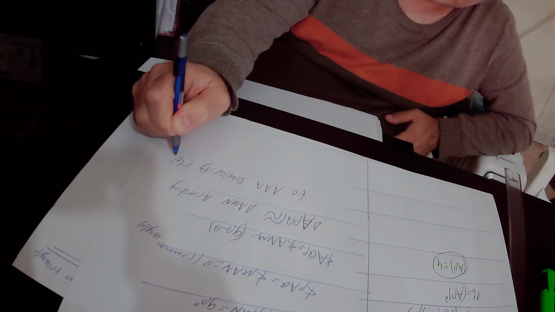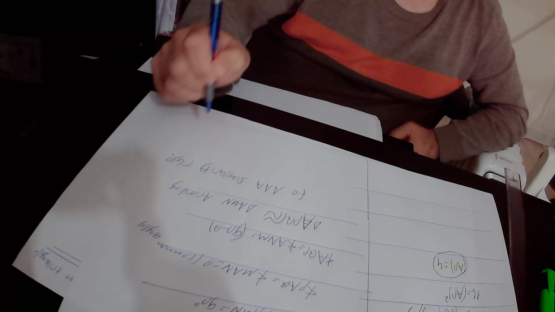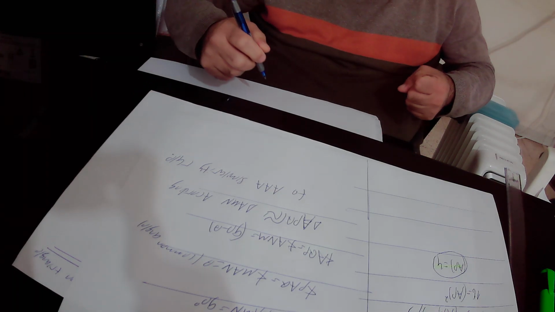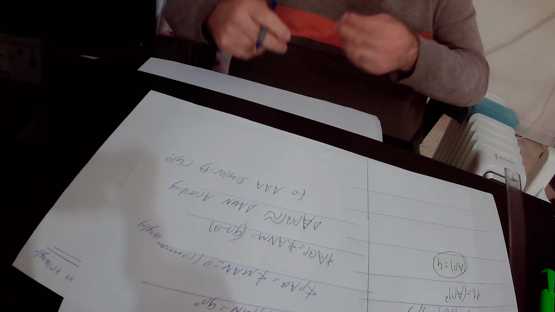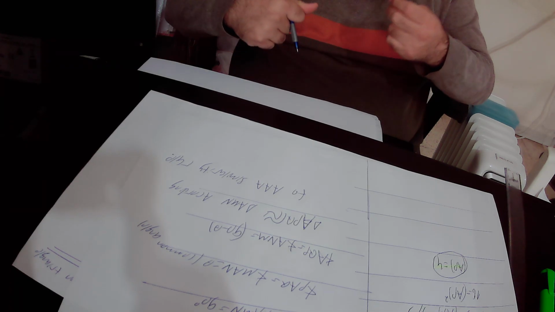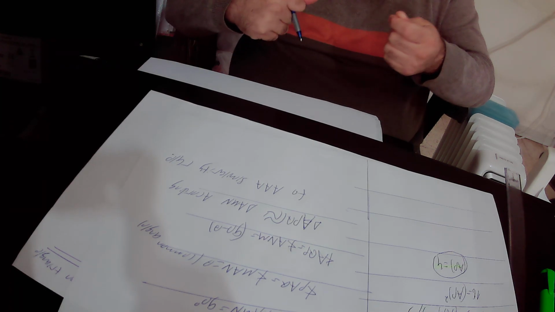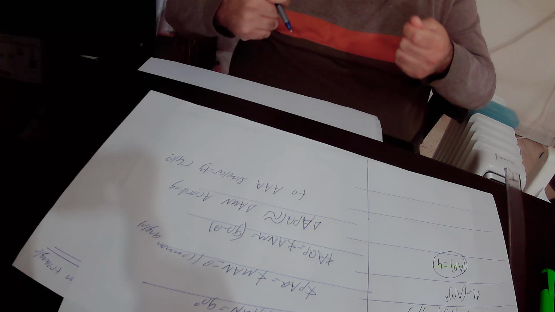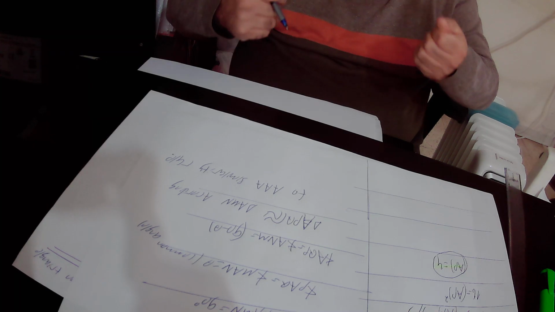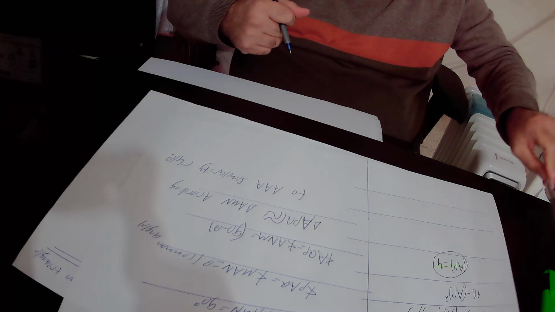So what is the angle similarity rule? The angle similarity rule is that if you prove that all the angles in one triangle are correspondingly equal to all the angles in another triangle, then you actually proved that those two triangles are similar to each other according to the angle similarity rule.